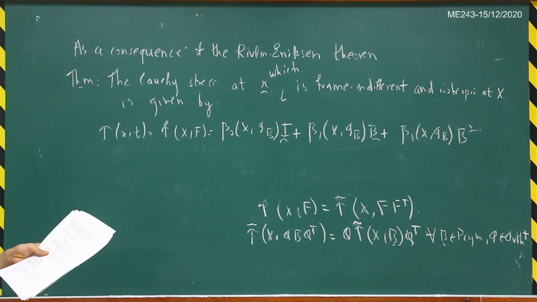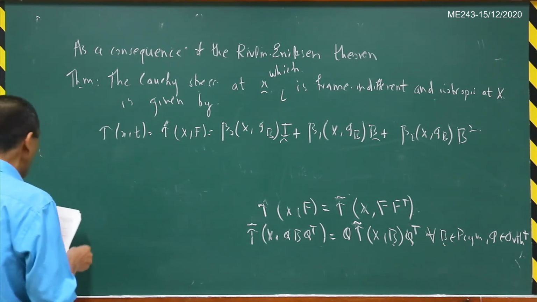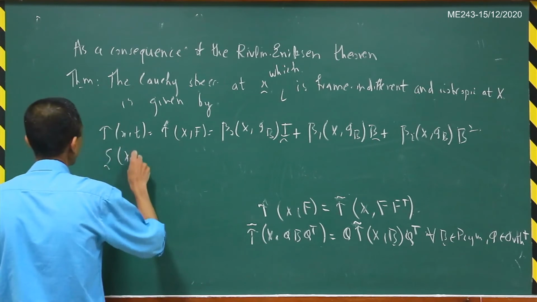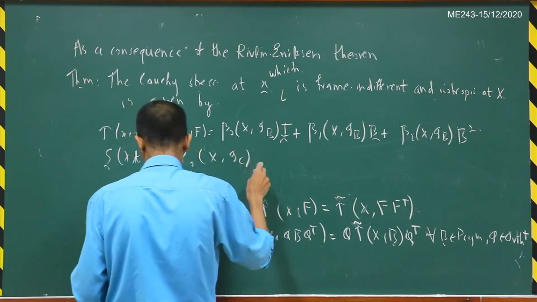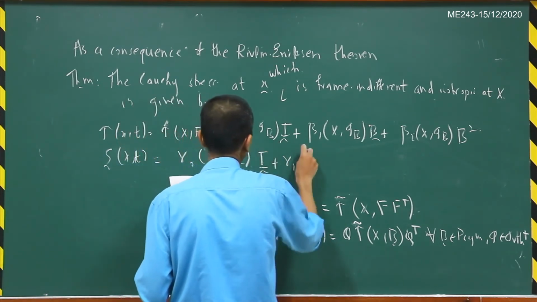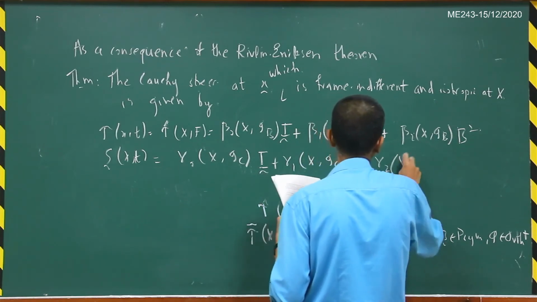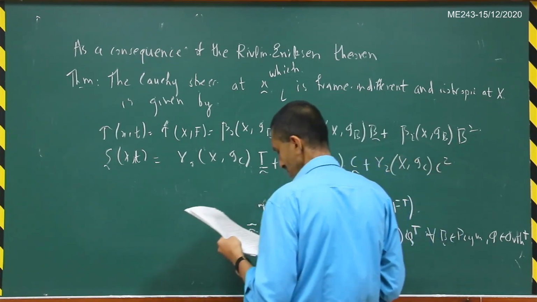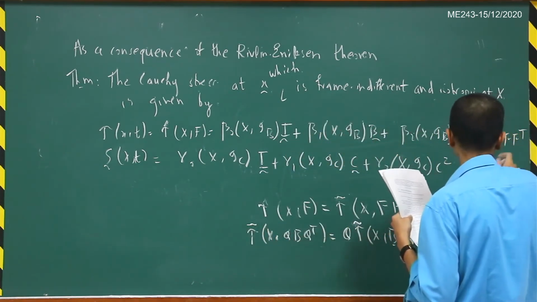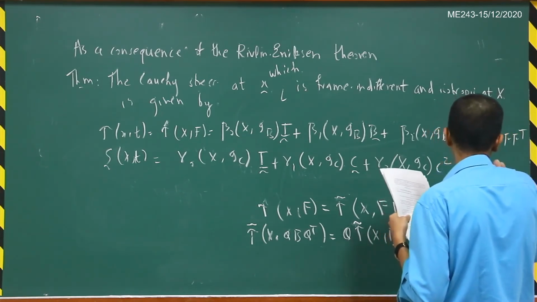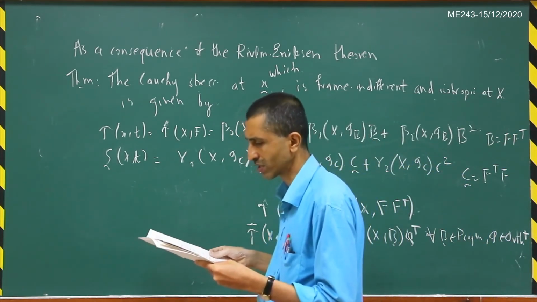Depends on the right Cauchy-Green strain tensor, that also will follow from this. So you will get that S of x comma t is equal to gamma naught of x comma invariants of C times identity, plus gamma 1 of x comma invariants of C times C, plus gamma 2 of x comma invariants of C times C square. Of course, here B is equal to F F transpose, the left Cauchy-Green strain tensor, and C is equal to F transpose F, the right Cauchy-Green strain tensor, right? So this is the implication that comes out of this particular theorem here.